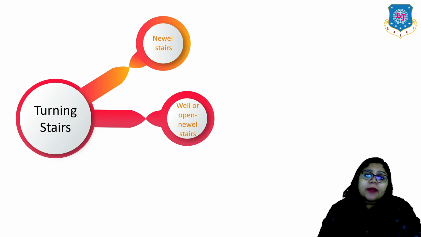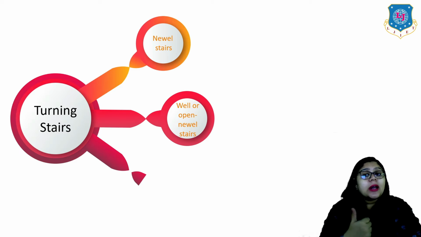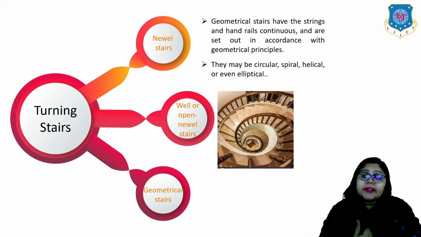Now let us move to the second type, which is the well or open newel stairs. Now what happens over here? In well or open newel stairs, a lateral space is left between the turning flights. So open newel stairs present a good appearance and they are stronger, right? So that is how it is defined. Now the last type of turning stair is the geometrical stair. These stairs have the strings and handrail continuous and are set out in accordance with geometrical principles. They may be circular, spiral, helical or even elliptical, right, as shown in this figure.